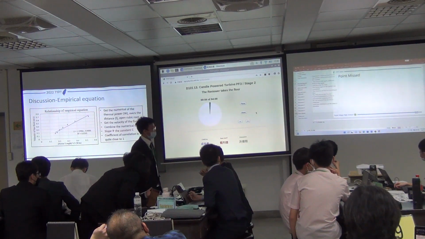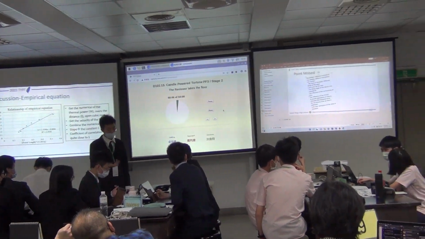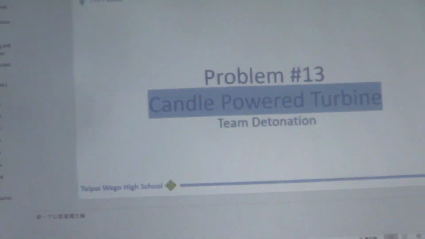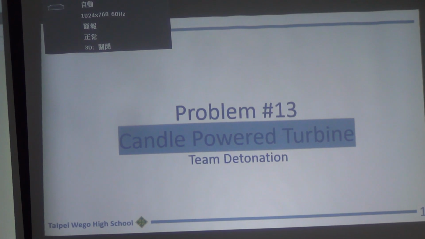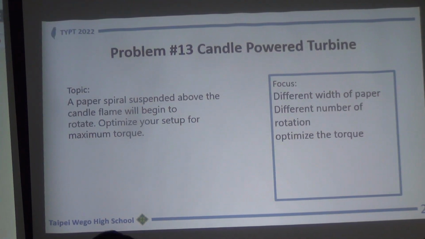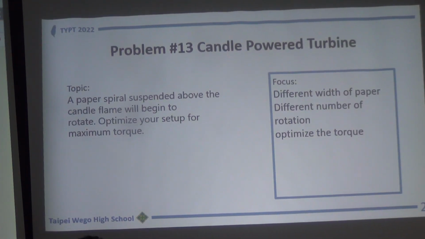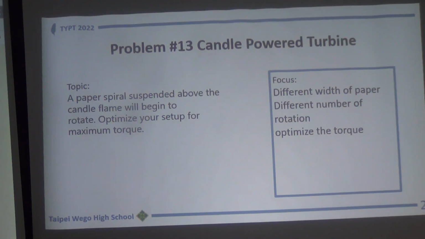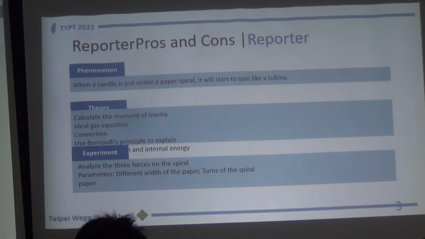First, let me talk about the main focus of what the reporter said. The main focus is a different width of the paper, and second, a different number of turns. She talks about the rotation and also optimizes the torque. And I'll talk about what the reporter just said.